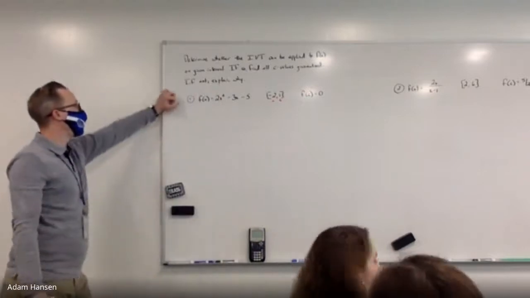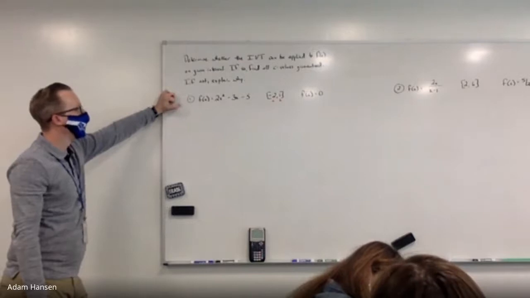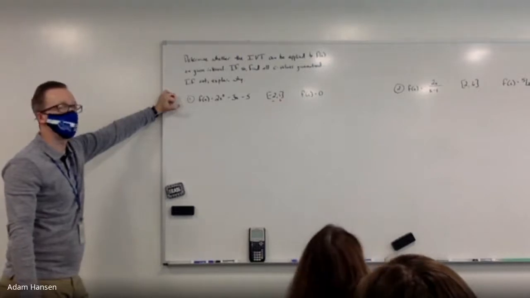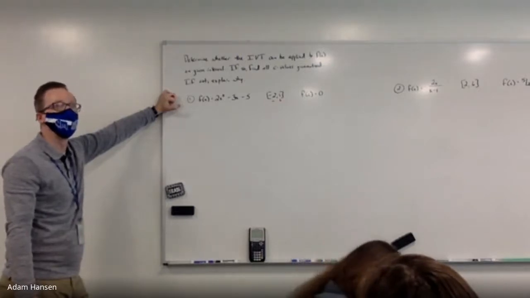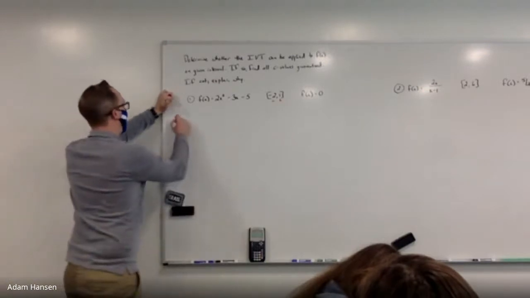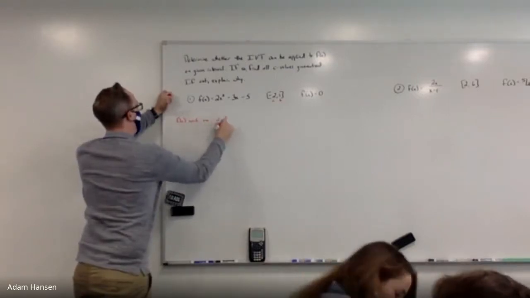So for our first example, function f of x equals 2x squared minus 3x minus 5. See if the IVT can be applied on the interval -2 to 1 to show that there's some constant c where f of c equals 0 between -2 and 1. So let's check our first thing. Is f of x continuous on -2 to 1?